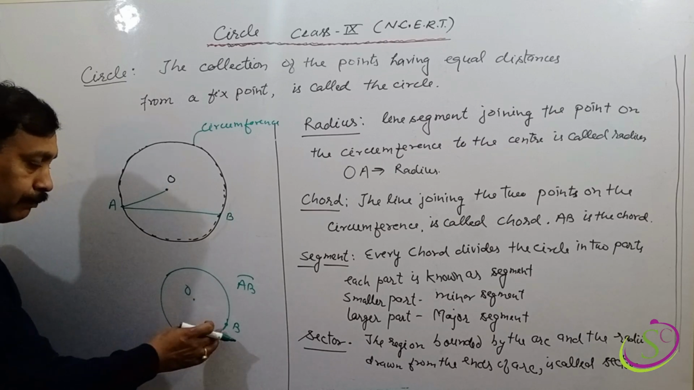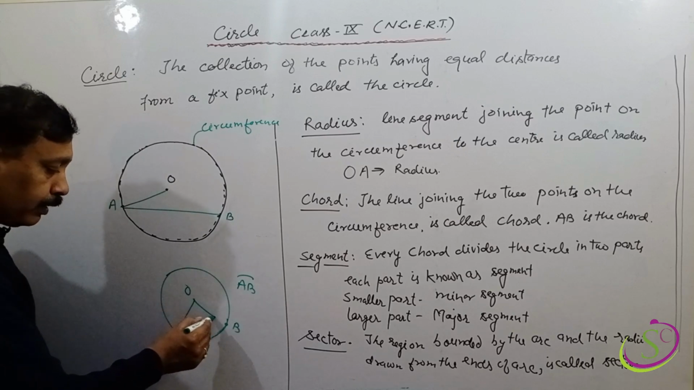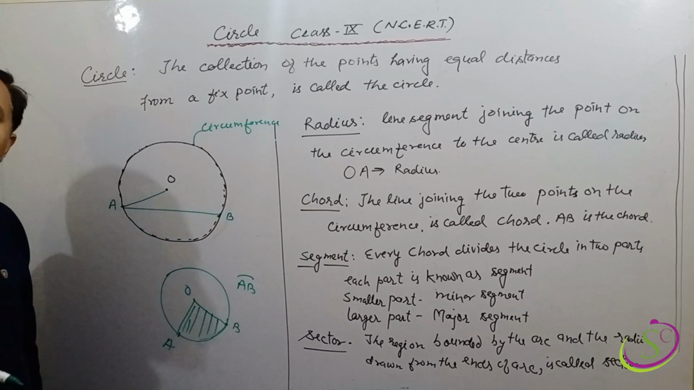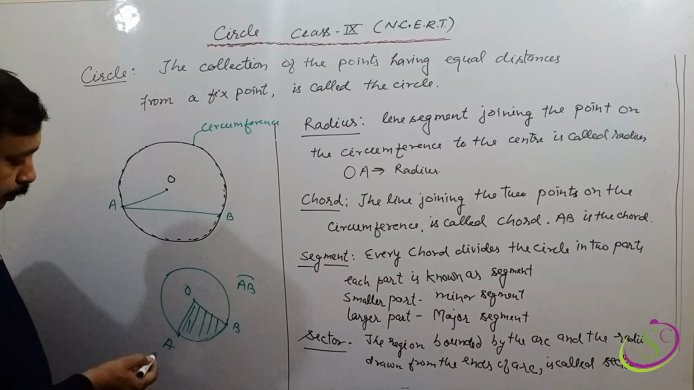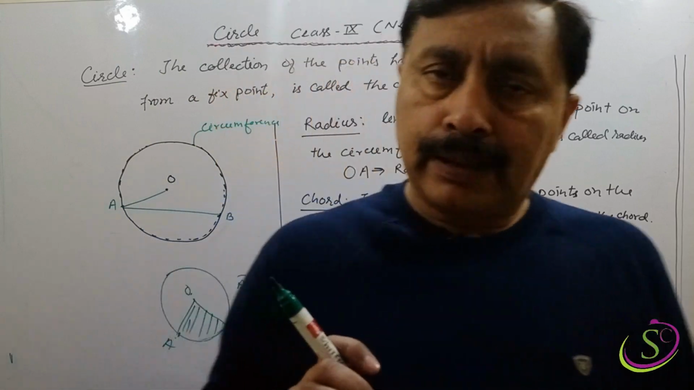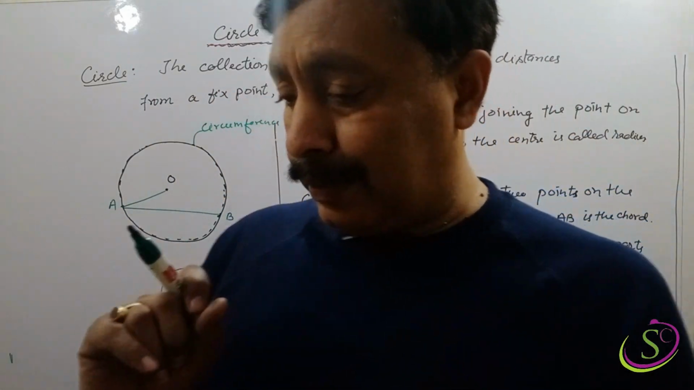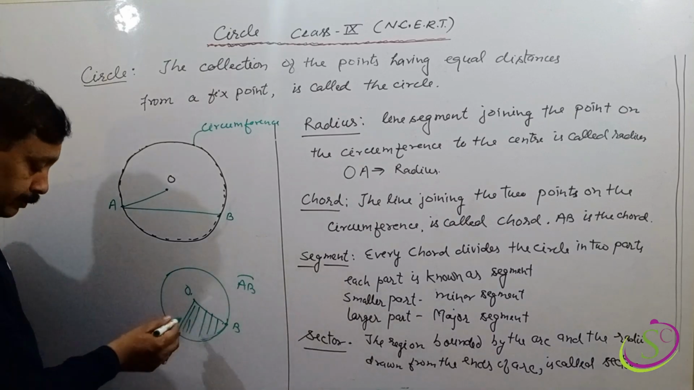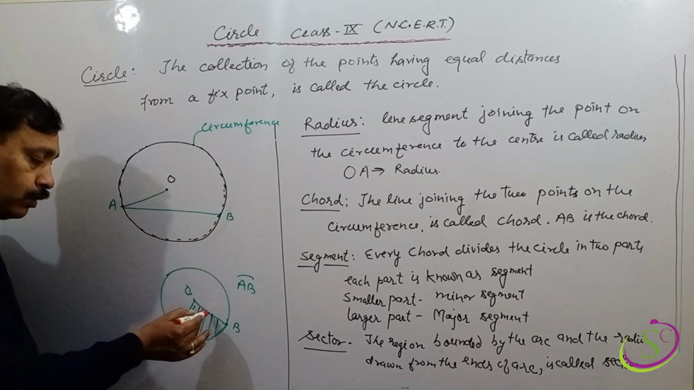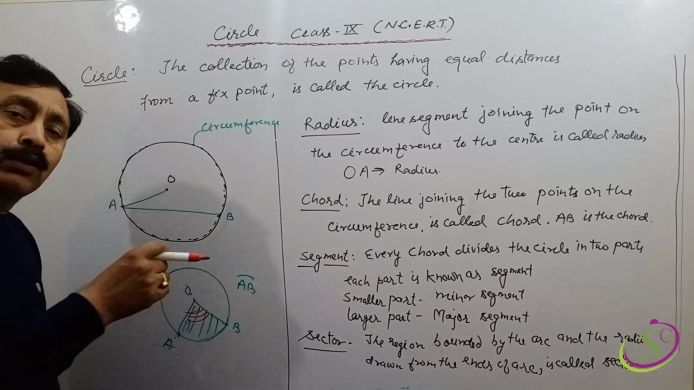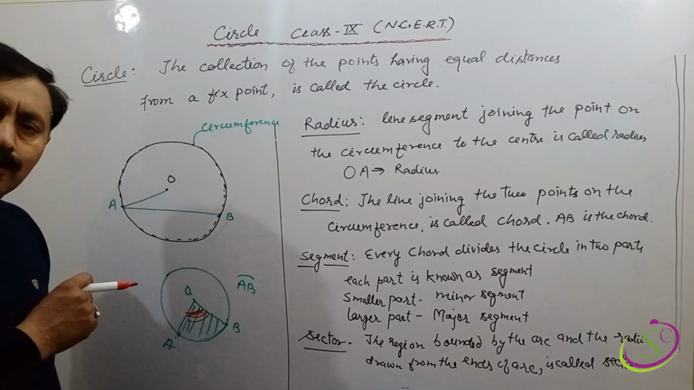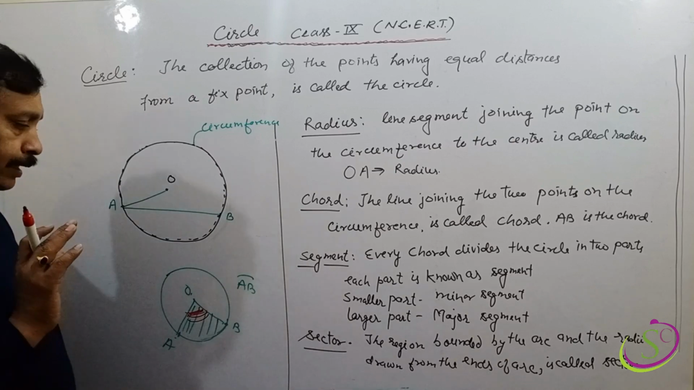When we join A and B to the center of circle, a region is formed. One is this is a sector. Clear? So OAB is the sector of this circle. Clear? And the angle between both the radii, जो एंगल आप देख रहे हैं, the angle between both the radii drawn from the ends of the arc of the circle is called angle of sector. What is the name of this? Angle of the sector. Clear?